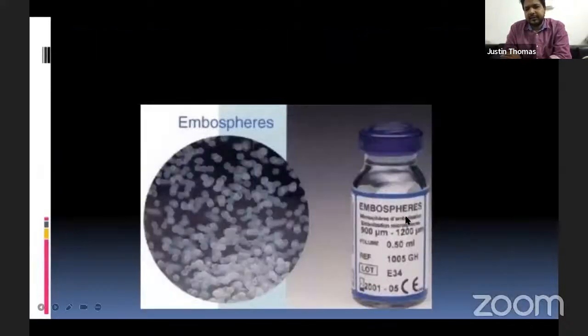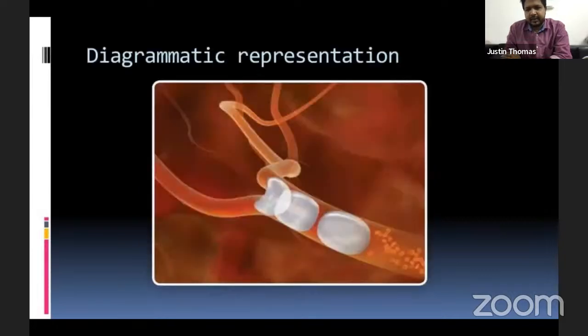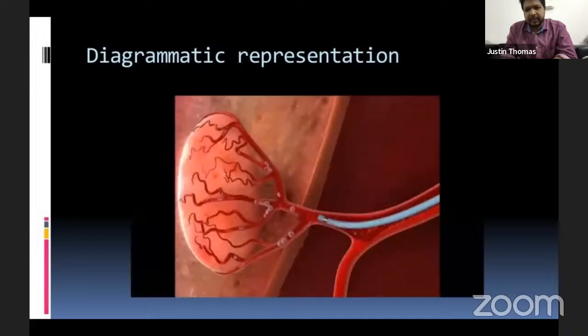These are Embospheres, which are available in various sizes in vials, and this is how the Embospheres are injected into specific vessels. They appear as smooth spherical particles and cause permanent occlusion. This is how the uterine fibroid is being catheterized with a small microcatheter, and the Embospheres are released into circulation.